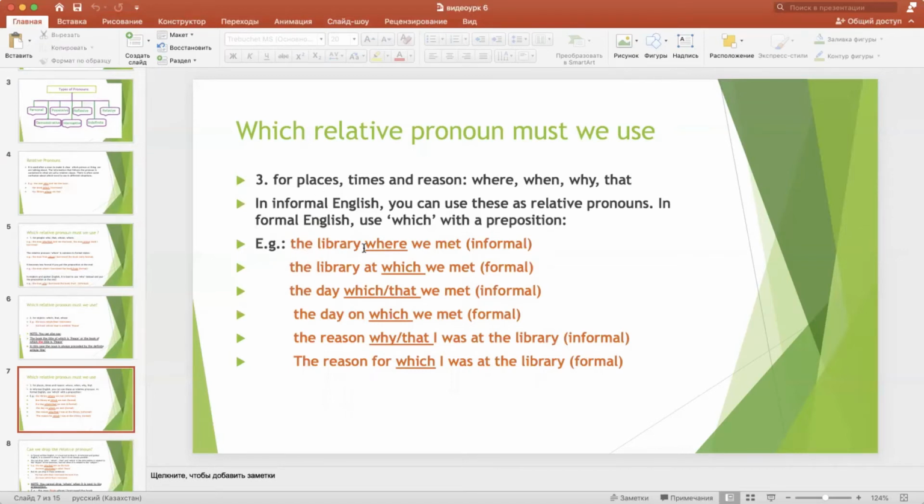The library where we met. This situation is informal. The library at which we met. It is formal. The day which or that we met. Informal. The day on which we met is formal. The reason why or that I was at the library. Informal. The reason for which I was at the library. Formal.